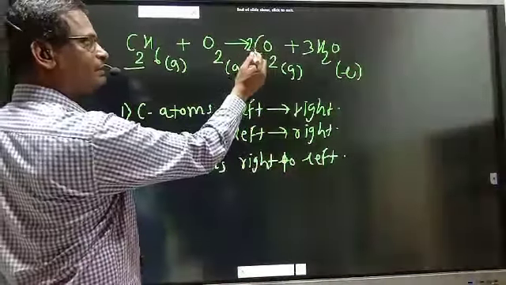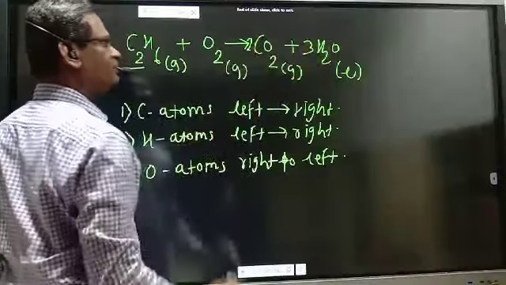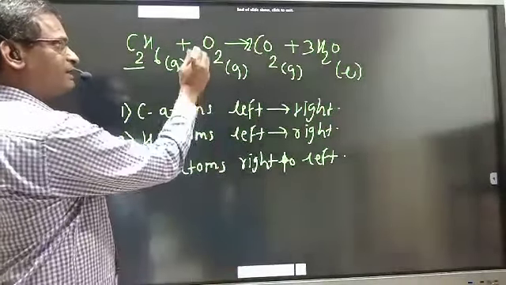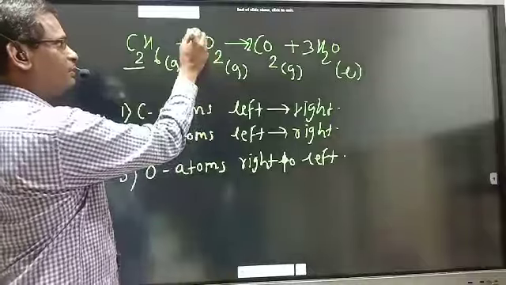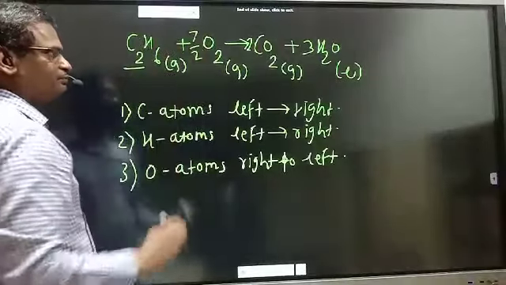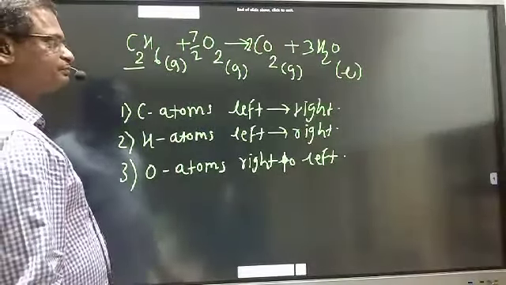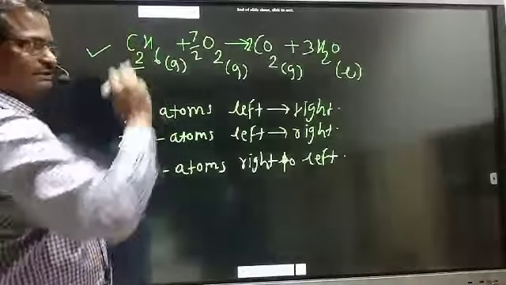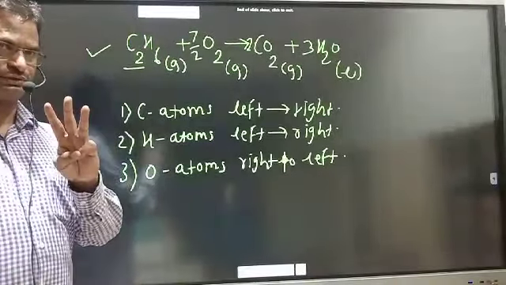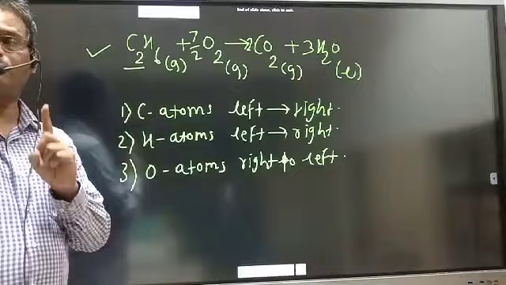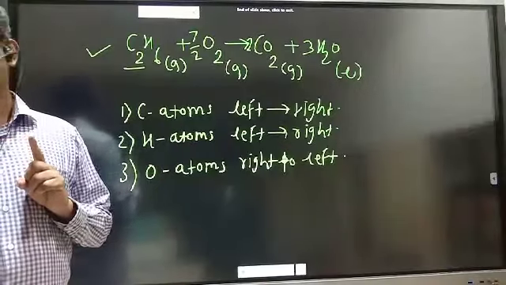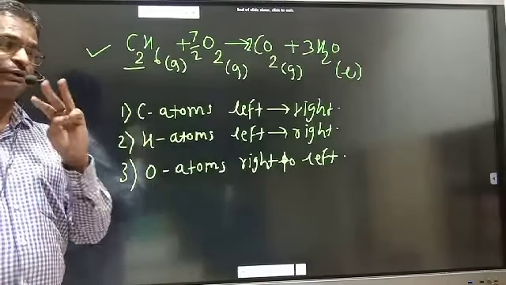How many on the right? 2 to the 4 and 3, 7. Means this is multiplied by 3.5, or 7 by 2, 7 by 2 O2. This is how this reaction is balanced. You got it? These are the only 3 rules. You need not memorize all the reactions. Just keep in mind 3 rules.